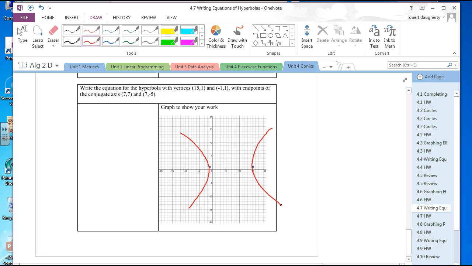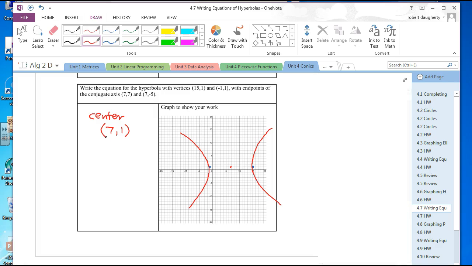Okay. So how can I find the center? The center is going to be relative to those two points, the point that's halfway in between. So from -1 to 15, what's the distance? 16. What's half of that? 8. So if I go 8 from -1, that puts me at 7. If I add 8 more, I get to 15. So what is that point? Yeah, (7, 1) is the center.